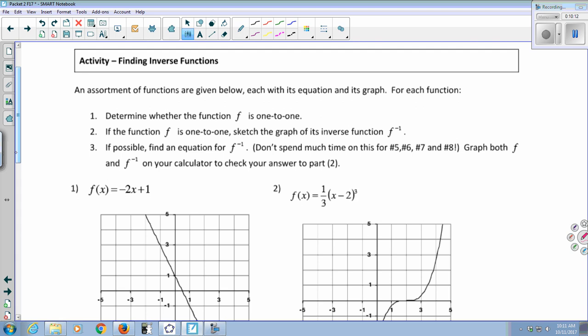All right, we're going to look at practice finding inverse functions, formulas, and graphs. So we're supposed to first look at the graph, determine if f is 1 to 1. If it is 1 to 1, sketch a graph of its inverse by plotting, switching some x and y coordinates. And then, if possible, find an equation for f inverse. We're not going to do it for 5, 6, 7, and 8, but 1 through 4, we can find a formula.